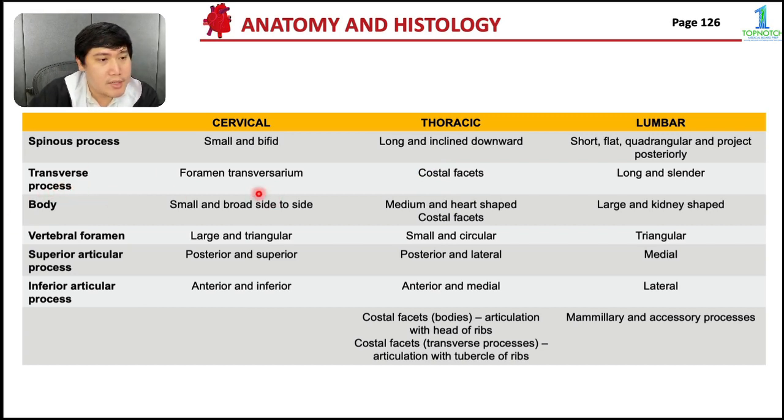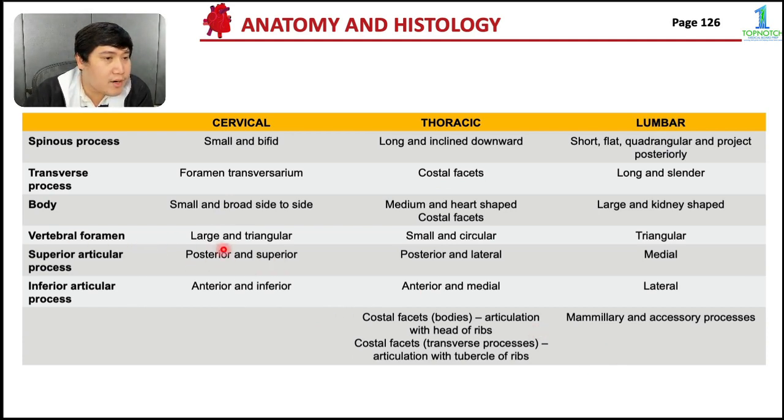In terms of the body, in the cervical region, it's small and broad side to side. In the thoracic region, the body of the vertebra is heart-shaped. It corresponds, no? Since the heart is in the thoracic region. While it's kidney-shaped in the lumbar region, since the kidney is in the lumbar region.